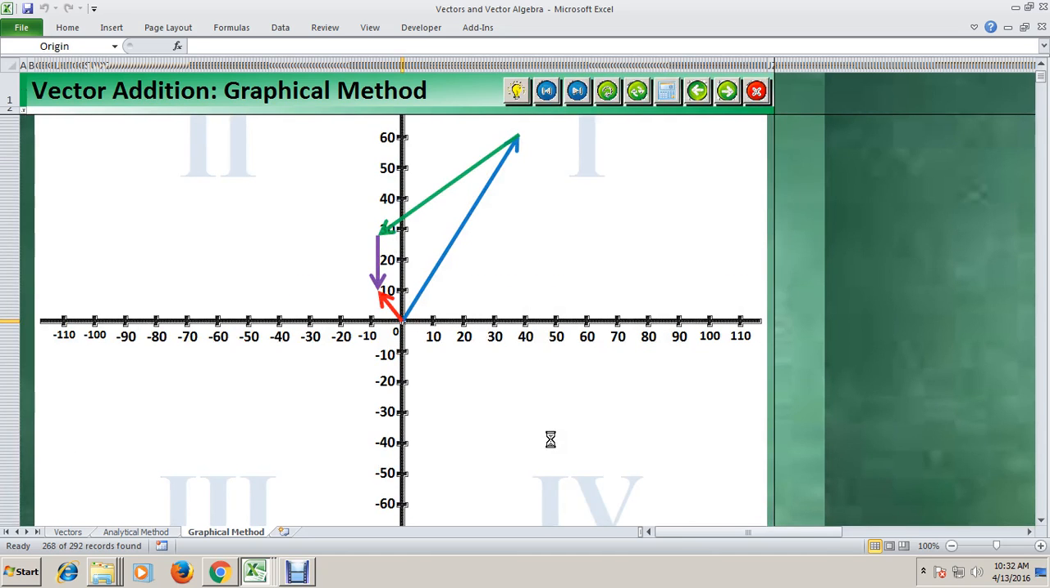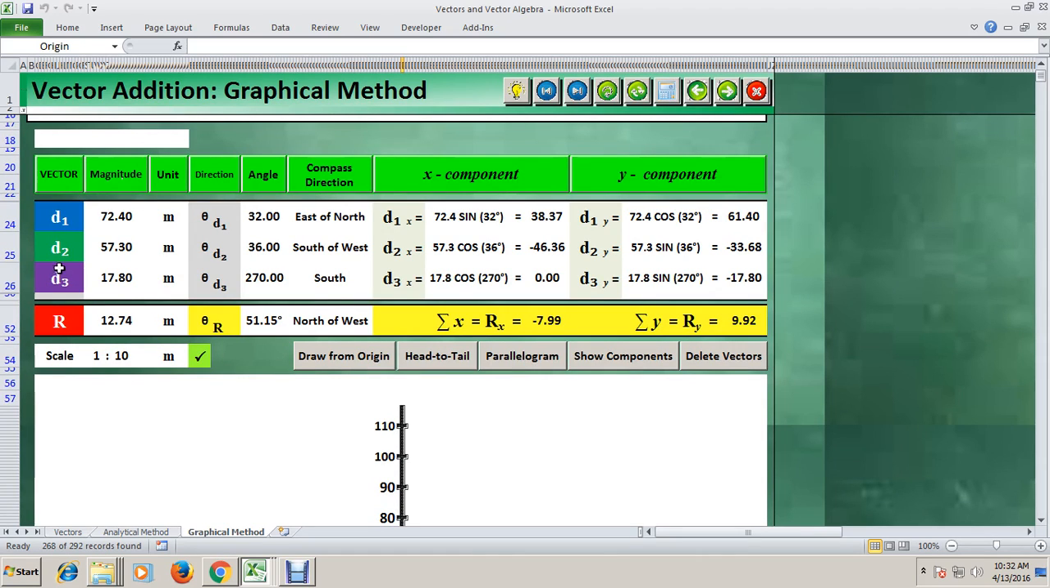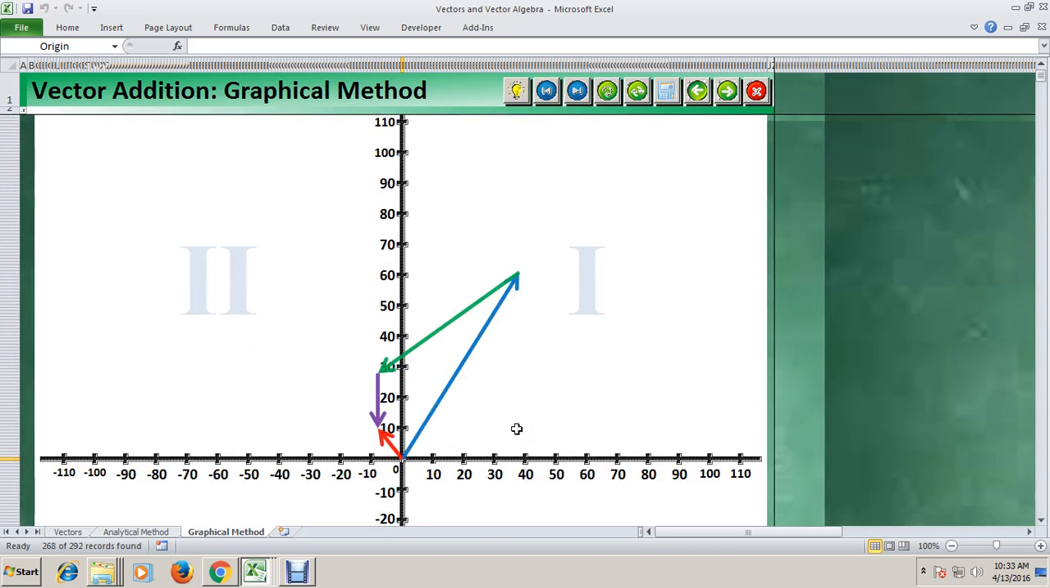Head to tail. Okay, so let's first describe the set of vectors. We have the blue vector d sub 1, the green vector d sub 2, the purple vector d sub 3, and finally, again, the red vector as the resultant vector. The magnitudes are the following: 72.4 meters, 57.3 meters, 17.8 meters. Our corresponding angle measurement is 32 degrees east of north. So the east of north direction is on the first quadrant, just as we have drawn here, where the blue vector is located on the first quadrant.